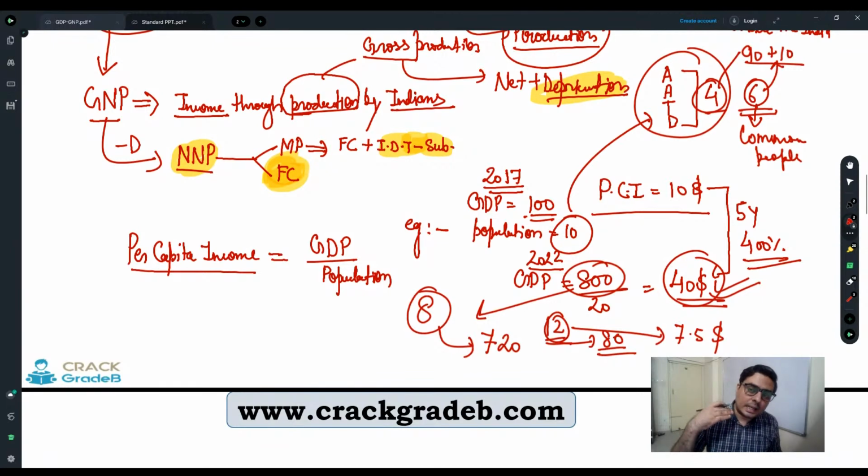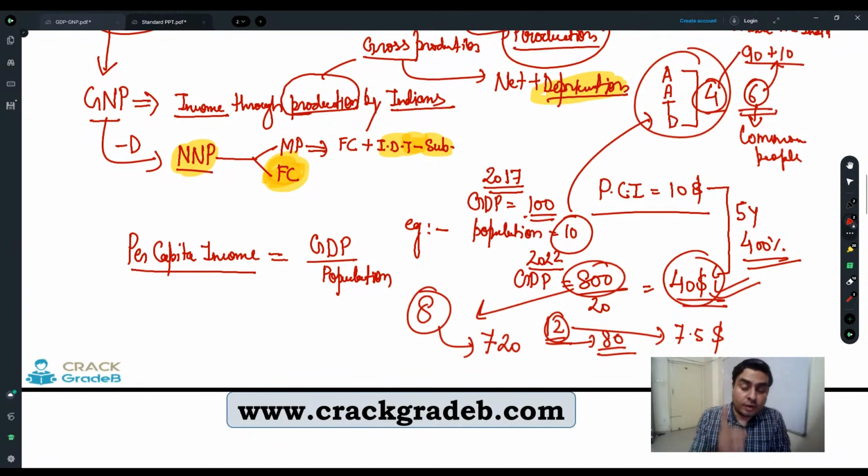So the country is increasing its income. GDP is increasing, per capita income is increasing. So income is increasing, but the flow of that income is not even. GDP tells us whether our income is increasing or decreasing, our overall income, our average income.